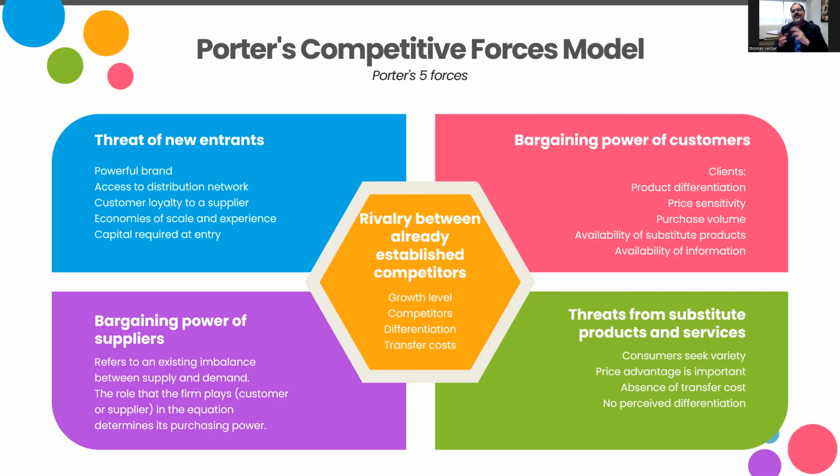Bargaining power of suppliers at the other end. So how much power do our own suppliers have over us? So can they just increase the price of the products, the base products that we need to build our computers, for instance? So if I'm buying my screens from Sanyo, if I'm buying them from Toshiba, and I'm a computer manufacturer, how much power do my suppliers have over me?